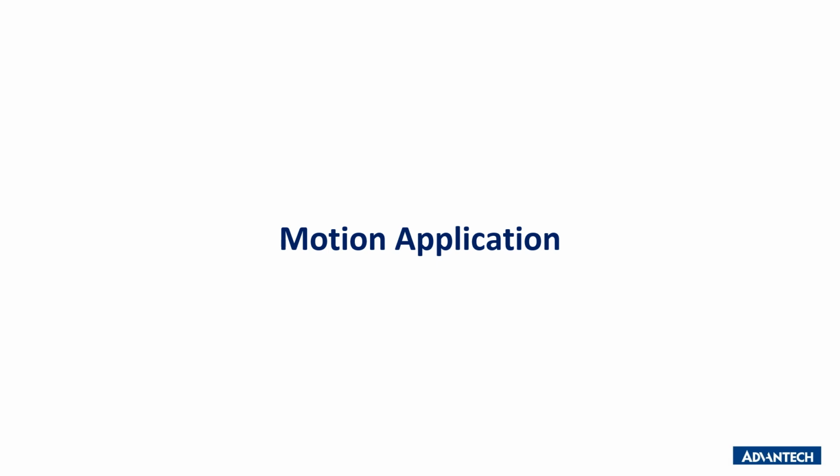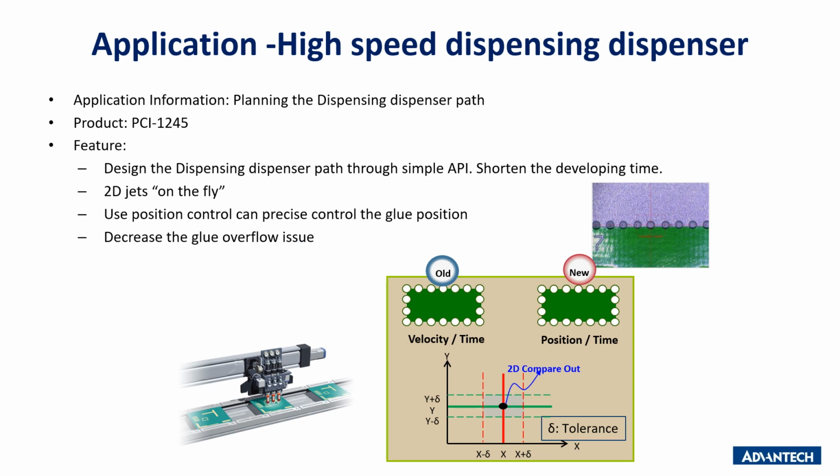For the last chapter of the motion introduction, we are going to talk about a motion application. In this application, a high-speed dispensing dispenser uses the PCI 1245 with the Common Motion API to design the dispensing path. As the picture shows, in the past this application used velocity to control the path.